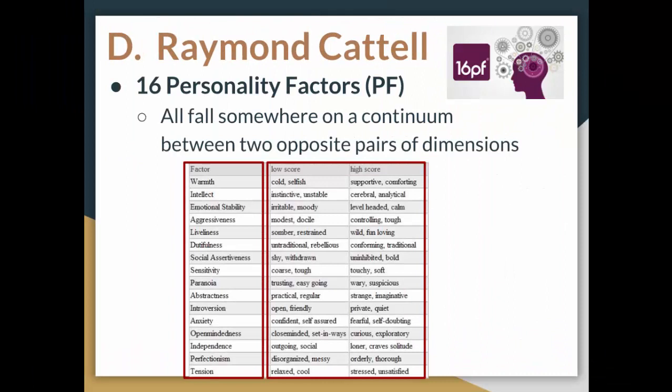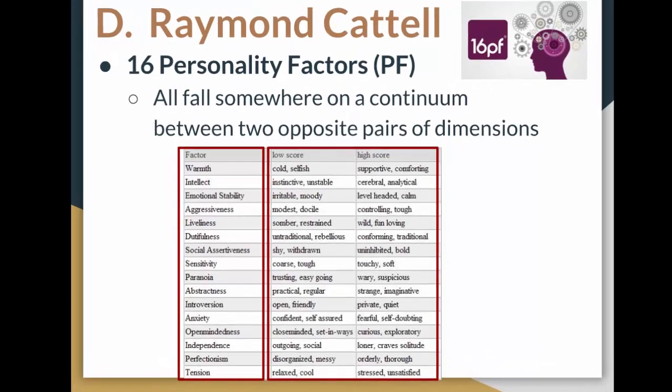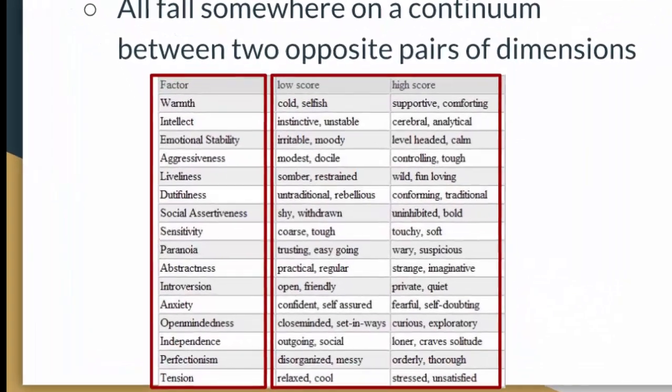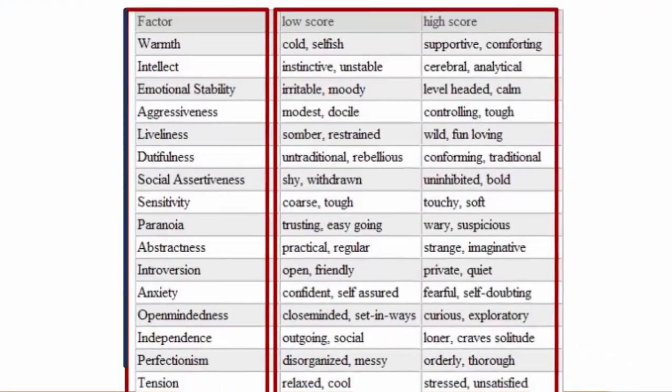Now, what Cattell is most well known for is his personality inventory. An inventory is another word for a test, personality test. And he created an inventory that we still use today called the 16PF. He narrowed it down to 16 different factors. Those are listed on the left-hand side of this chart here, from warmth all the way down to tension.